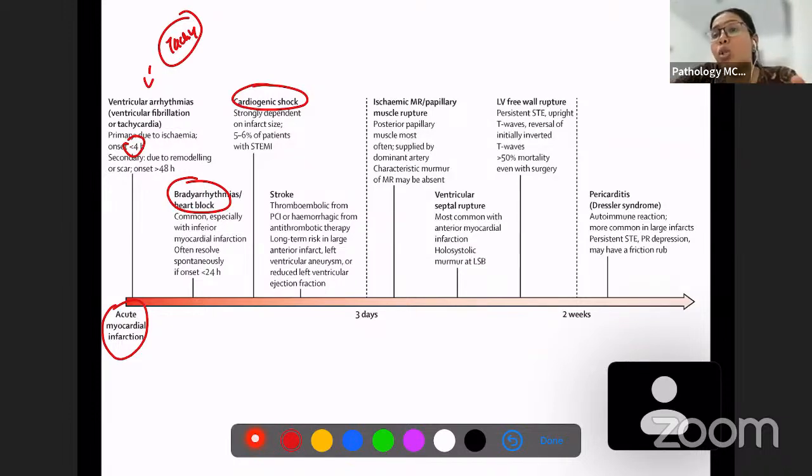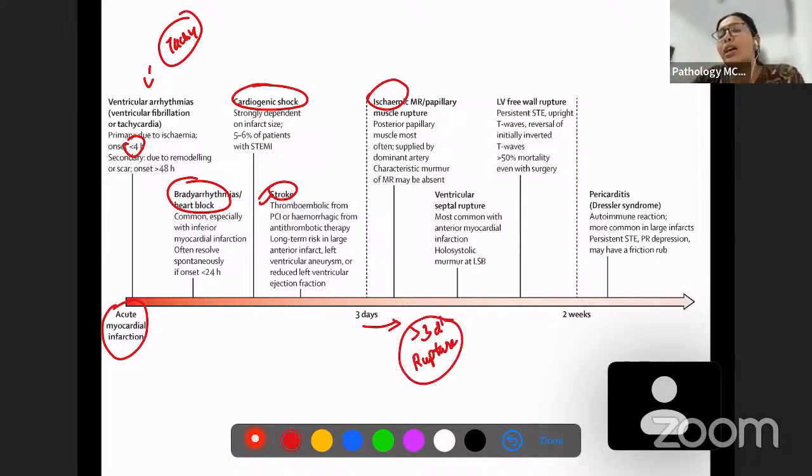What can happen is this thrombus which has formed can actually form an embolus, and it can go ahead and cause infarcts in some cerebral vessels, go into the internal carotid artery and cause stroke also. Okay, so after 3 days, mechanical complications can happen. Remember, after 3 days, you will have all kinds of rupture. Before 3 days, you will have heart blocks, you will have arrhythmias, you will have stroke. After 3 days, you will have all kinds of rupture.